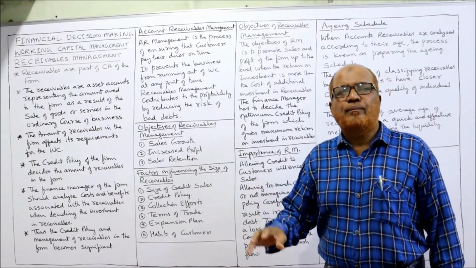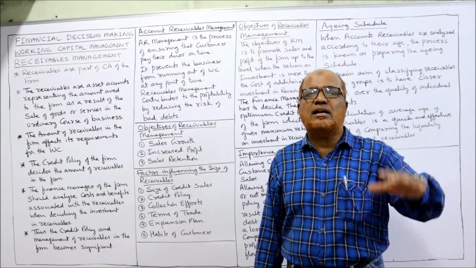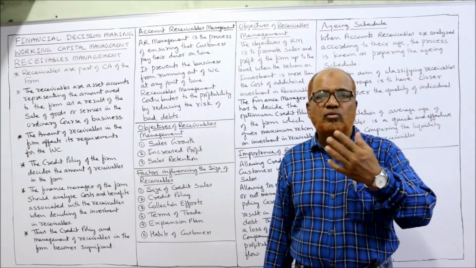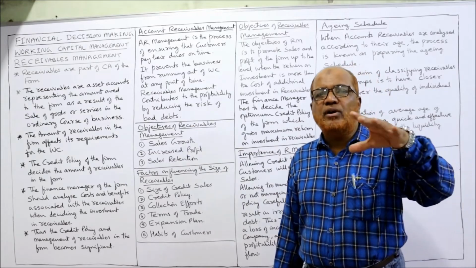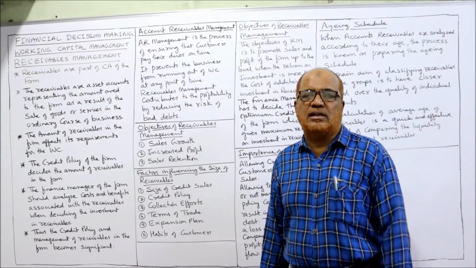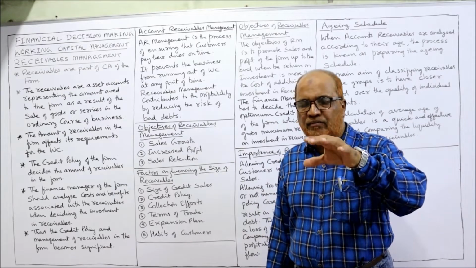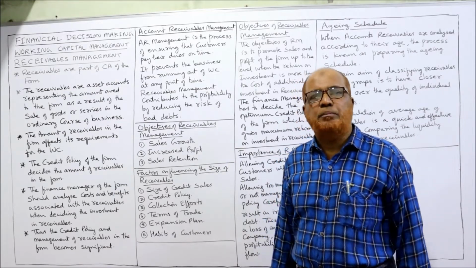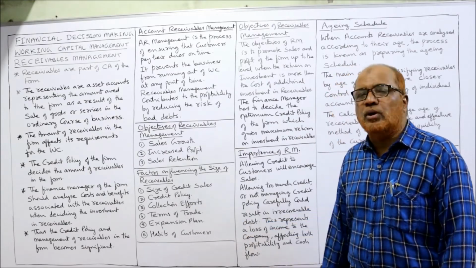Similarly, if the demand is completely elastic demand, in that case we have to give more credit period. So before giving the credit period, we have to see what will be the effect on the sales. If the sale is very much affected by the credit period, then we have to give more credit period. Next one is credit policy.